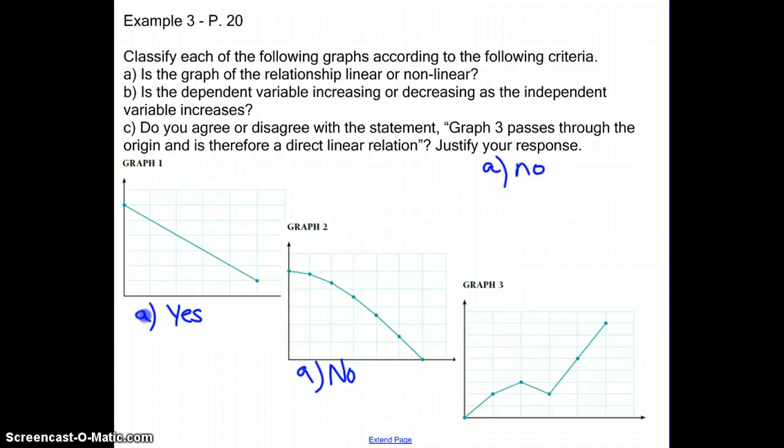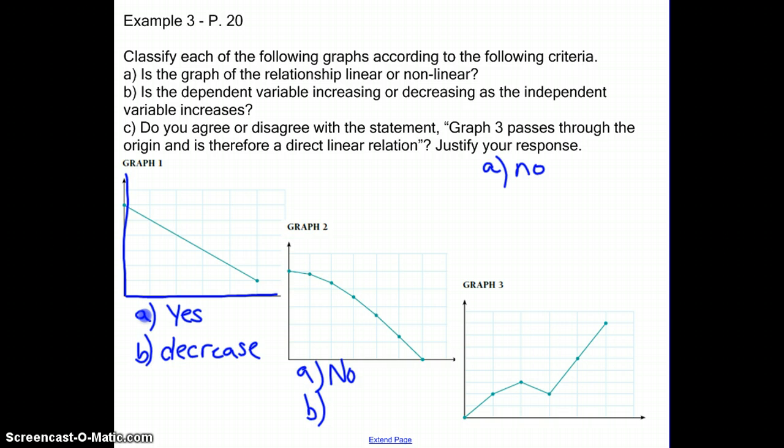Part B: is the dependent variable increasing or decreasing as the independent variable increases? Do we have the dependent or the independent on the bottom? Independent, good. The bottom here is our independent, and the side here is our dependent. For this first one, does it decrease or increase? Decreases, good. So for part B we have decrease.